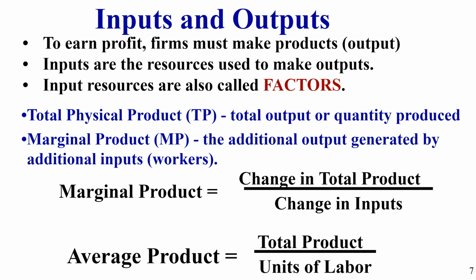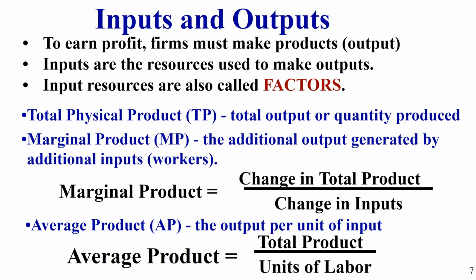Average product is just dividing it by the total amount of labor that you have. You look at the total product, divide it by the total labor. That's going to give you your average product. The marginal product is, again, usually going to be divided by 1 because it's only 1 unit change. And so the average product then is that output per unit based on what we see here with the total product divided by the units of labor.